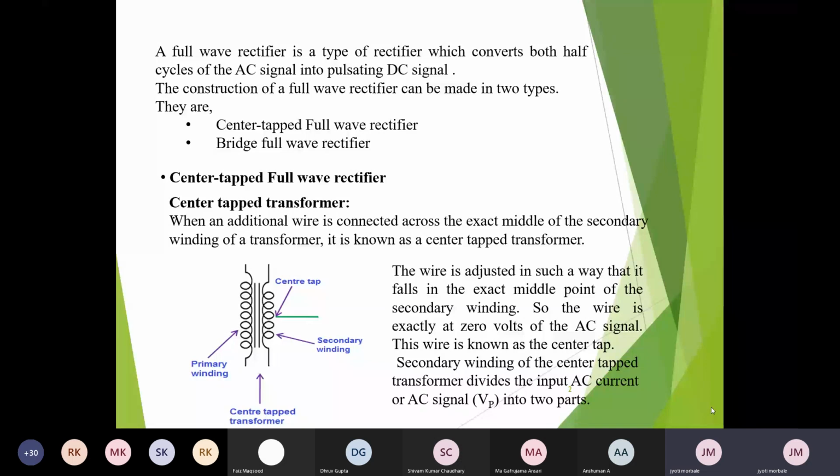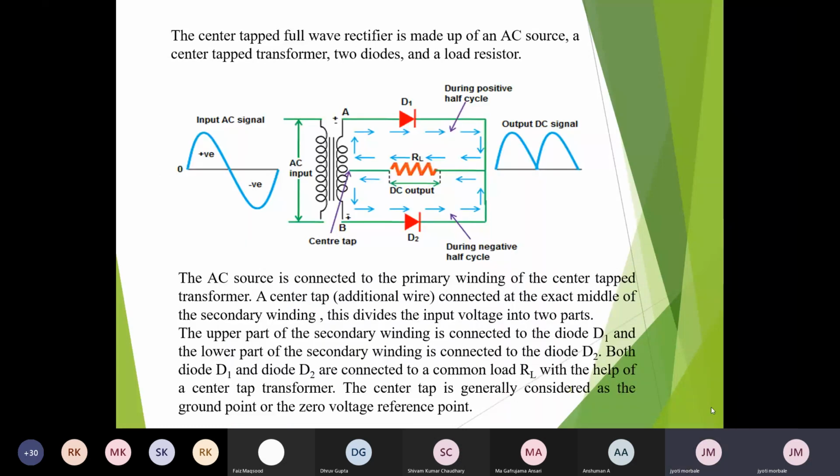The center tap connection is used for the full wave rectifier. Now this is slide number 3 in front of you, where you can see the full wave rectifier. Is the slide visible to you all? Yes, ma'am.